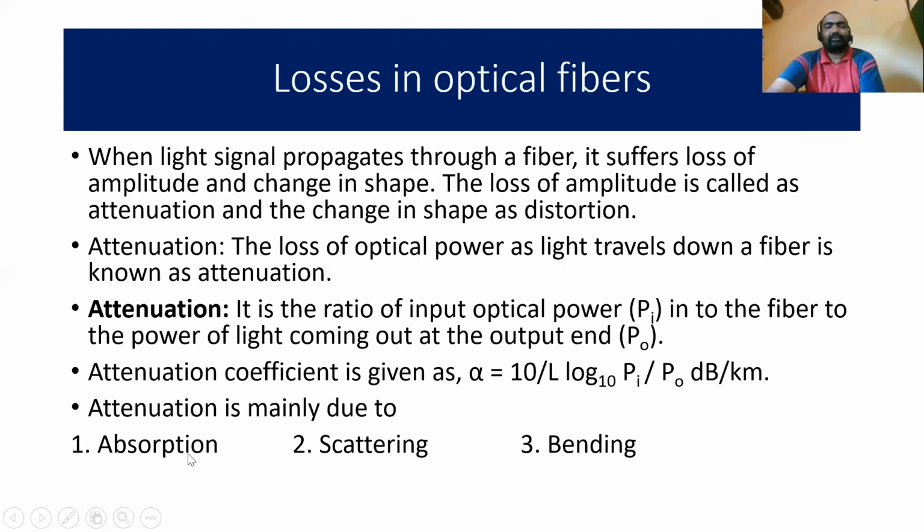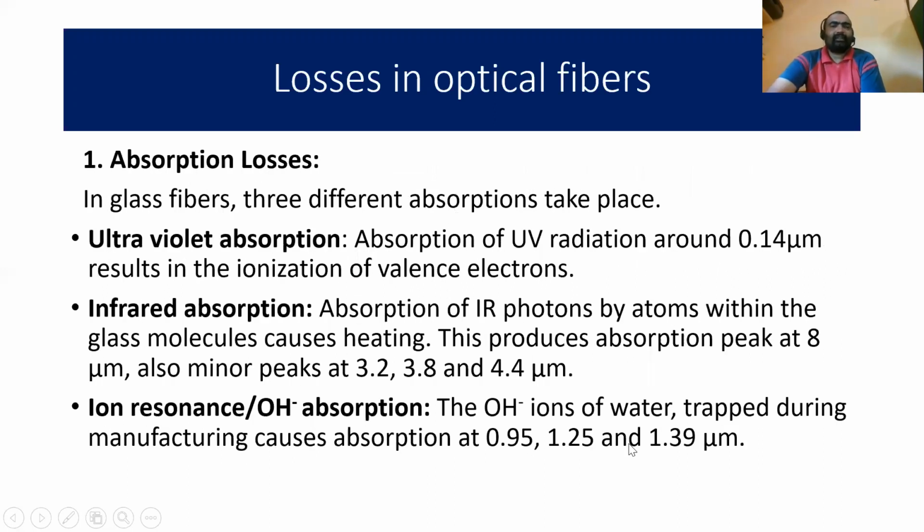Attenuation is mainly due to absorption, scattering, and bending. Let us discuss the absorption losses. Absorption losses are mainly of three types: ultraviolet absorption, infrared absorption, and OH minus absorption or ion resonance absorption. First, let us discuss the ultraviolet absorption. All these absorptions lead to losses in optical fiber.